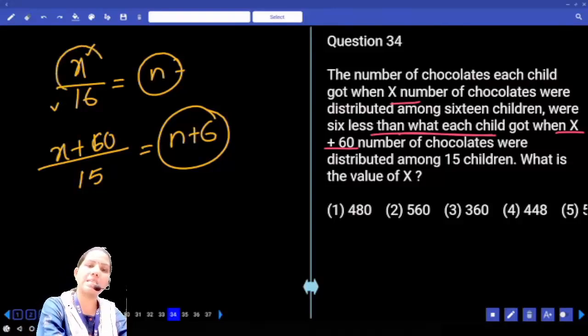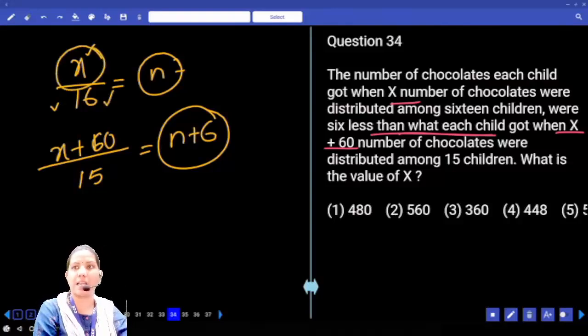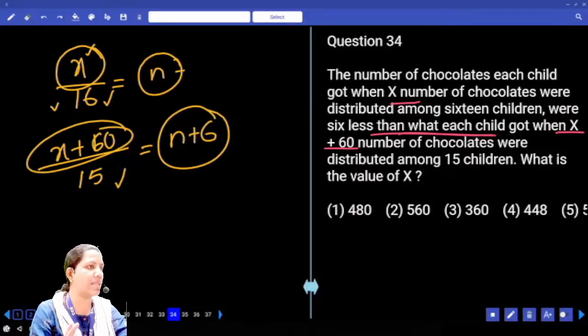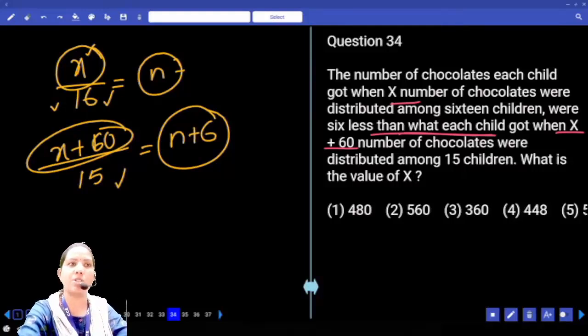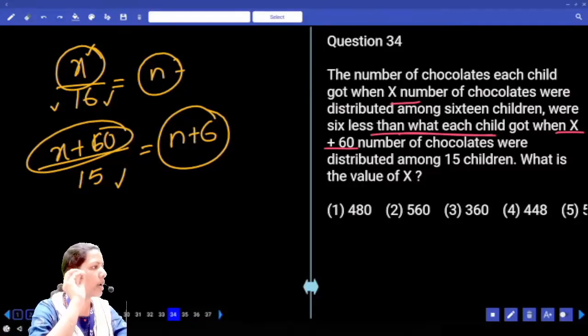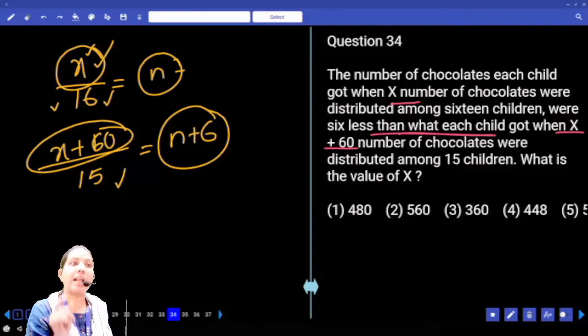So your X must be divisible by 16 and X plus 60 must be divisible by 15. Integers, right? Number of persons are always integers. Will there be 2.7 persons or 3.7333 persons? No. So the number of persons is always an integer. So your number is always divisible by 16 and X plus 60 is divisible by 15.